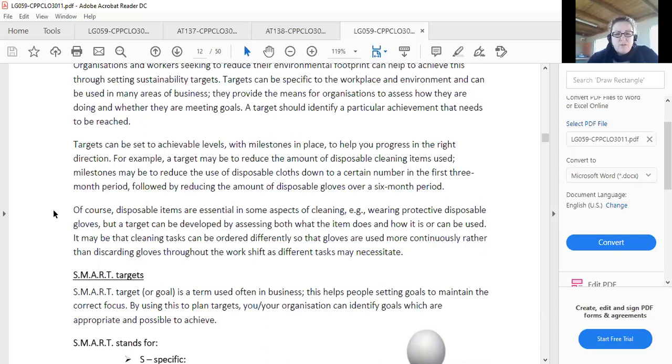Of course, disposable items are essential in some aspects of cleaning, and especially now with the COVID pandemic. Wearing protective disposable gloves, but a target can be developed by assessing both what the item does and how it can be used. It may be that the cleaning tasks can be done in a different order, so the gloves are used more continuously rather than discarding them without the necessary things being done.